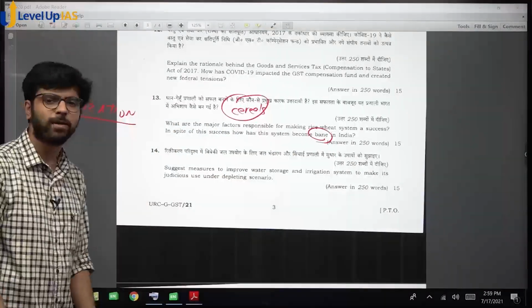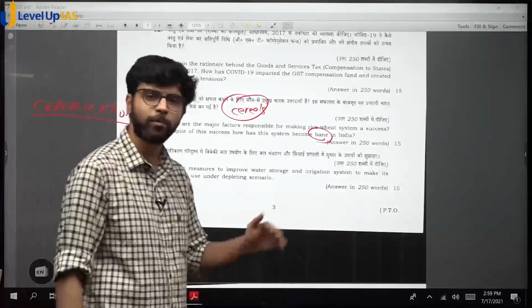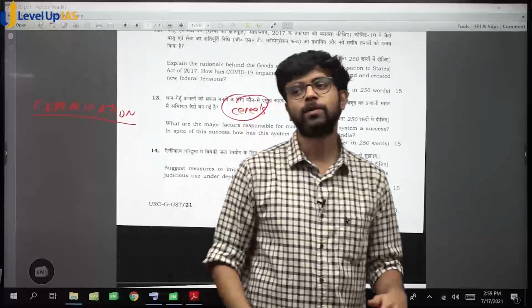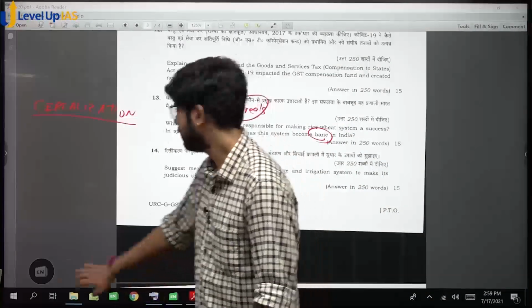And currently we have surplus food. We are not food dependent. We don't import food articles. Yes or no? We don't import rice. We export rice. But we have done so much of it that other things we have to import. So that is why it has become a bane.